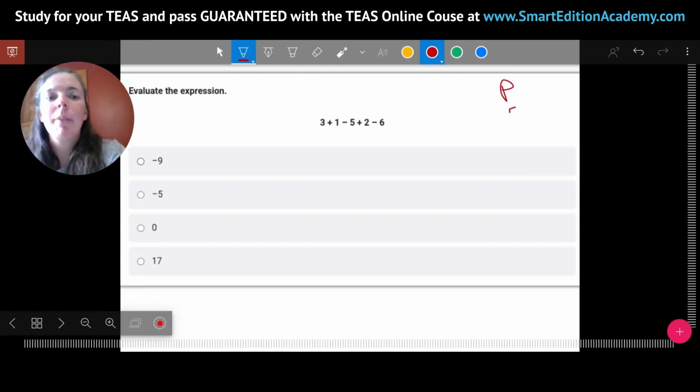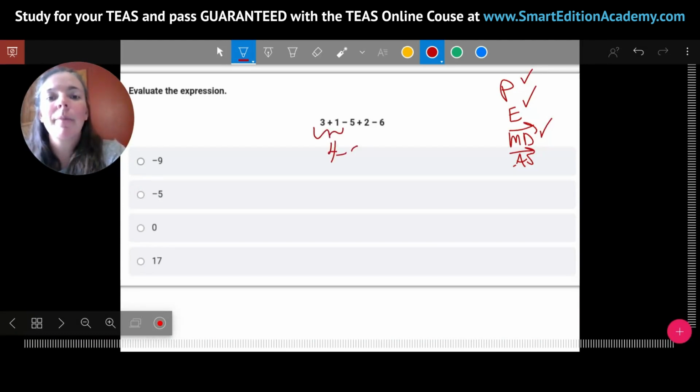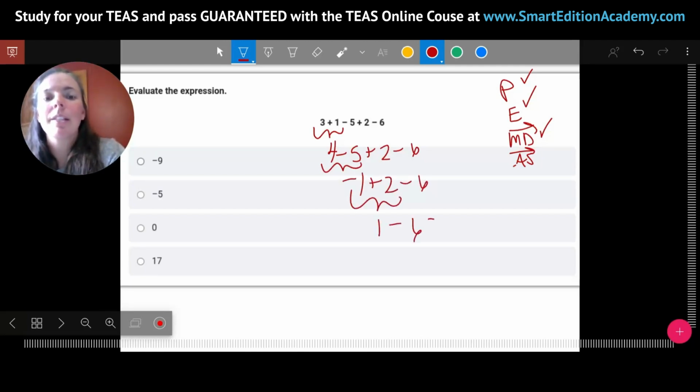Okay, if I'm doing PEMDAS, in this example, there's no parentheses, there's no exponents, there's not even any multiplication and division, but there is addition and subtraction. So the appropriate way to do this would be just to work left to right. 3 plus 1 is 4. 4 minus 5 is -1. -1 plus 2 is 1. And lastly, 1 minus 6 would give me -5. That is the correct way to do it.